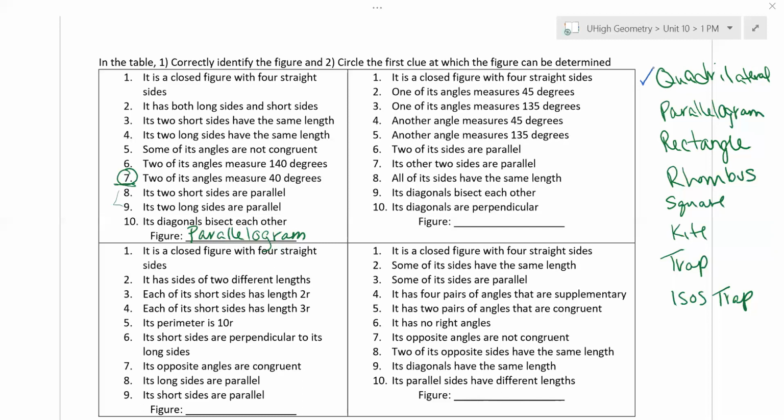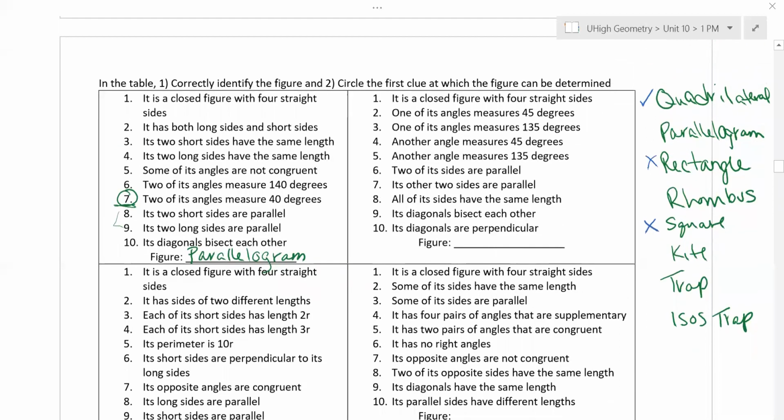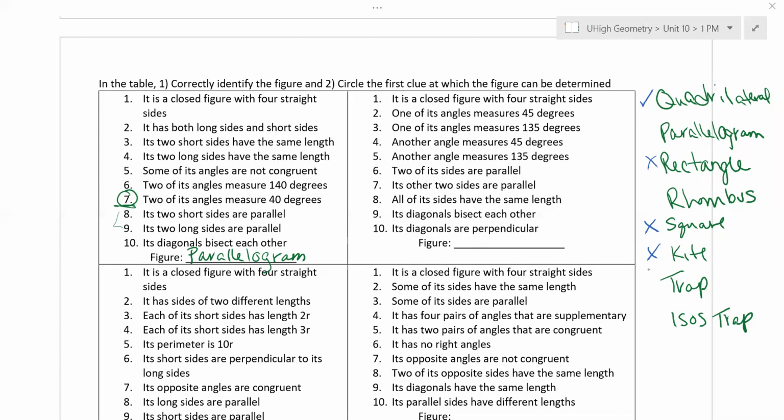So what this tells me is that I can't have a square and I can't have a rectangle, because in both of those, I would need 90-degree angles everywhere. The other thing it tells me is that I could at least be more specific than a kite. Because in a kite, we only know that one pair of angles is congruent. So if we have anything more than that, we could be more specific.